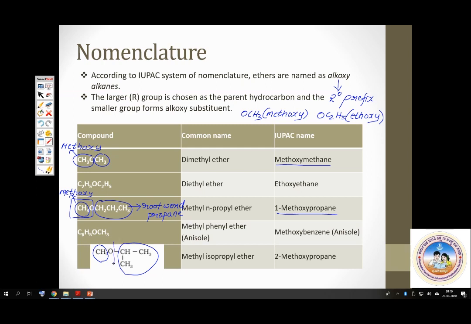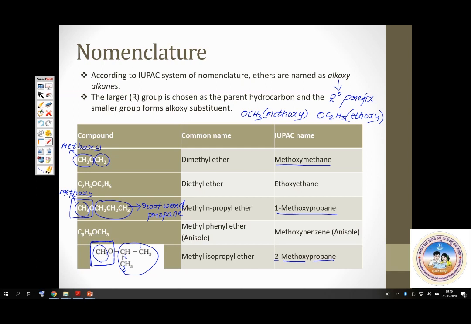And it is present on which carbon atom? Let's number the chain. 1, 2 and 3. So the methoxy substituent is on the second carbon atom, and the longest chain here is prop, 3 carbons, so it's a propane. Because methoxy group is present on the second carbon, you will call it 2-methoxypropane. Methoxy on the second position. So these are some sample examples to name ethers. Be very, very careful while naming ethers. Okay. Next slide.